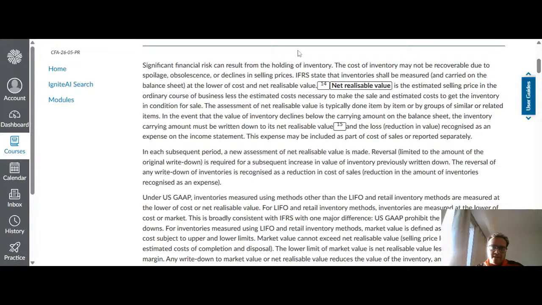Significant financial risk can result from holding of inventory. Obviously, there are many financial risks if you are holding inventory on the shelf. The cost of inventory may not be recoverable because it may get spoiled, it may get old. If there are old clothes, new design, or it will just get obsolete, or there is no good technology for it.